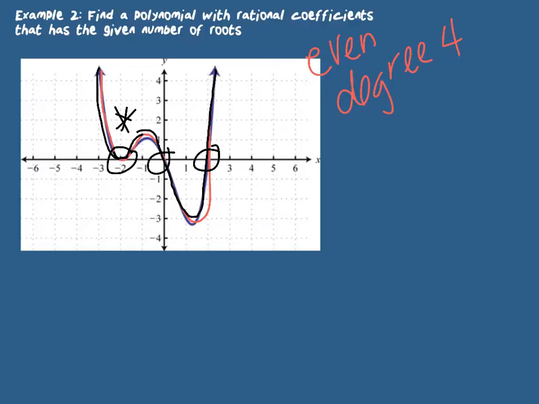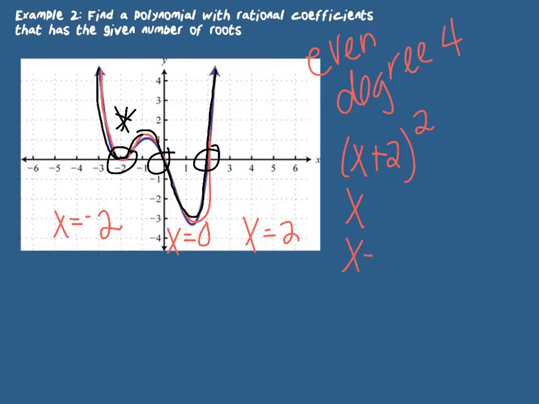So by writing this out, we will have x plus 2 squared. Again, we had a root at -2. Again, the multiplicity of that will be 2 based off our graph. So we have x plus 2 squared as our factor. We have x equals 0, and when we have x equals 0, we just have x as a factor. And then again, lastly, we have x equals +2, so that was going to be x minus 2 as a factor.